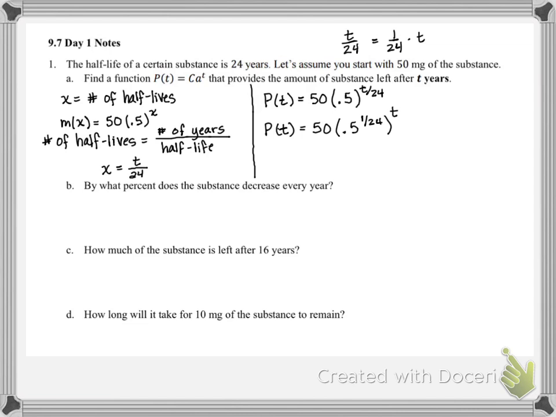We just undid it. And so now we're going to need our calculator to figure out what a is. So go ahead and plug in your 0.5 to the 1 over 24, and let's round that to like 3 decimal places.